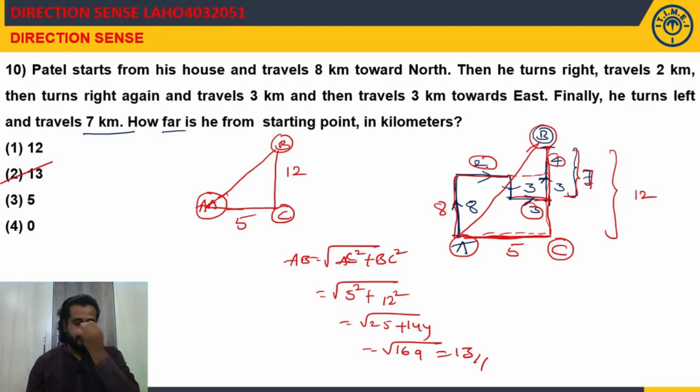So if you can maintain a proper scale in the diagram, then it will be solved easily. Doable questions. So choice 2.